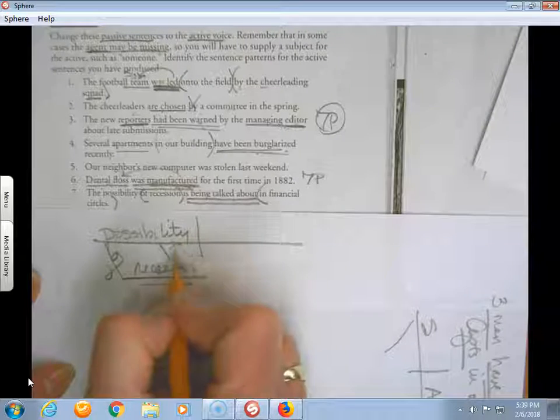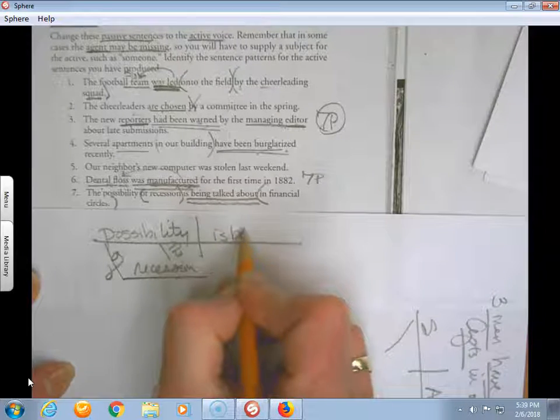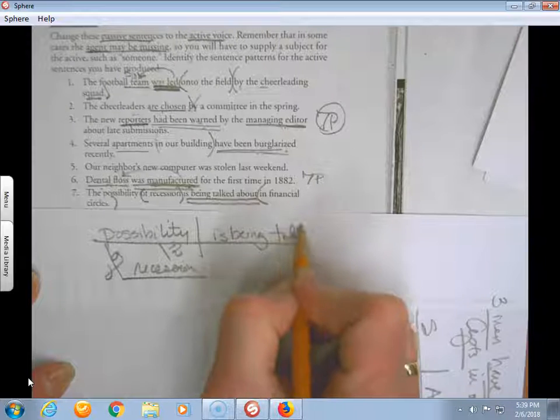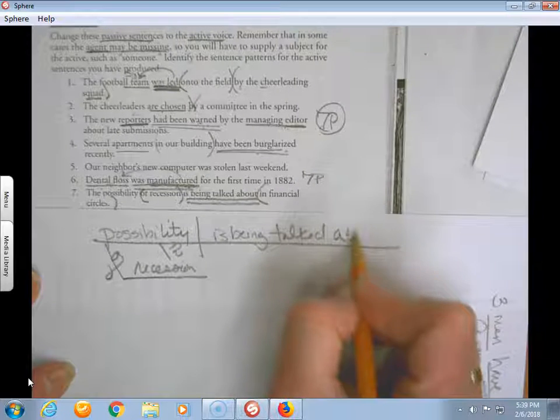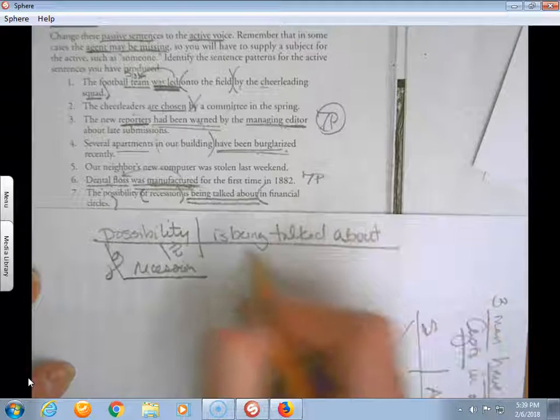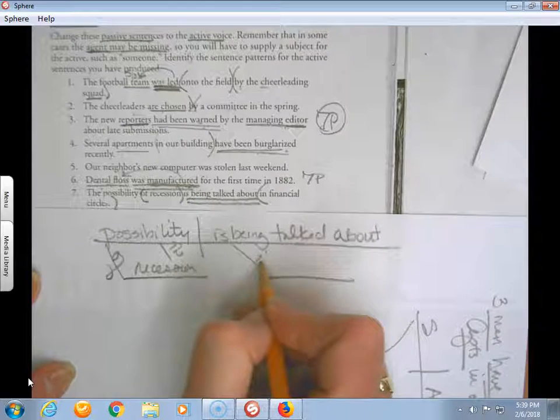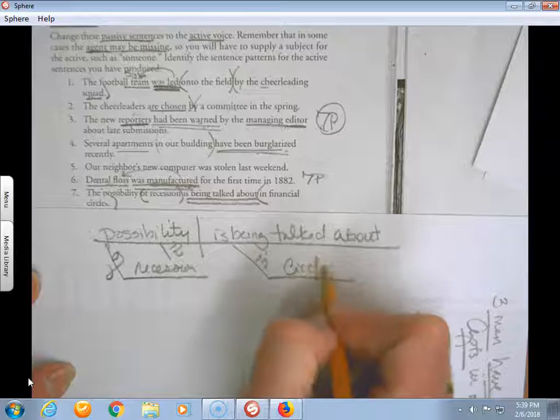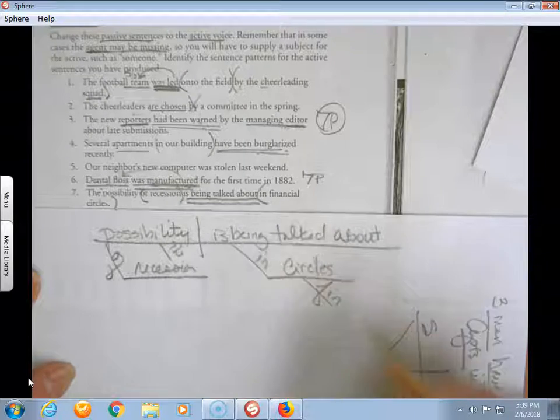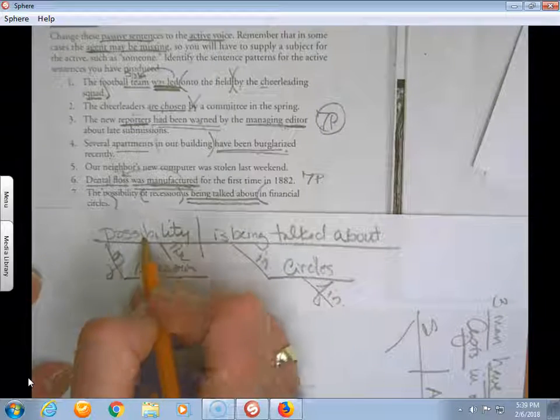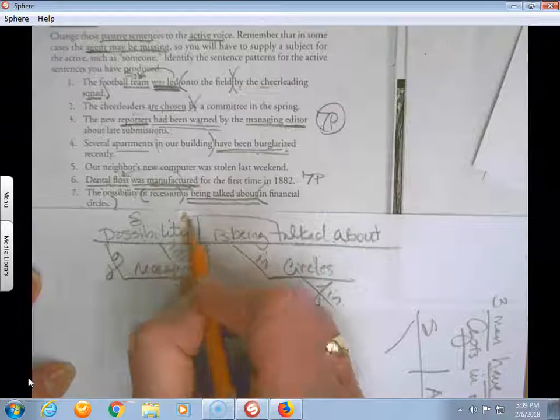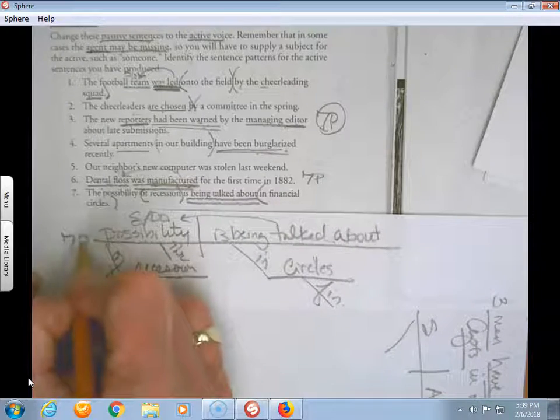The possibility of recession is being talked about. Yes, all of that is the verb. Where is it being talked about? In circles, financial circles. Yeah, I got the V in there. Okay, good. So possibility is the subject, but look, it's also the thing being talked about. So it's also the direct object. So that makes it a 7P. No indirect object, so just a 7.